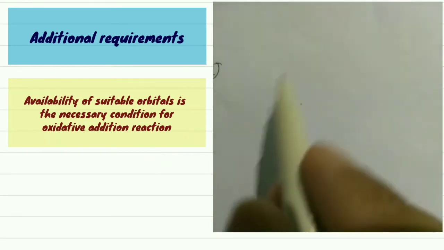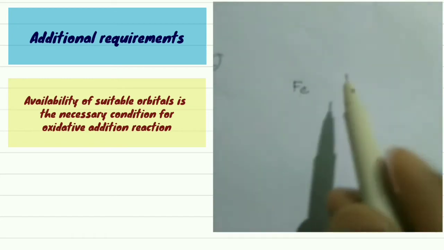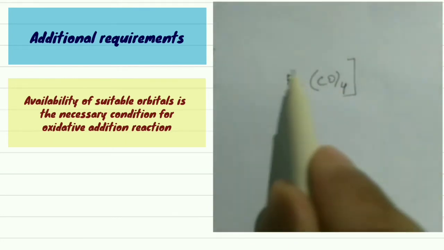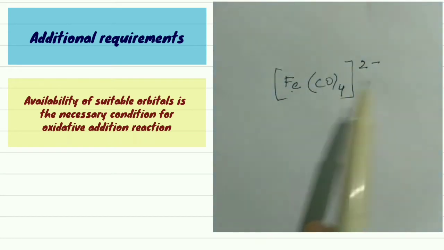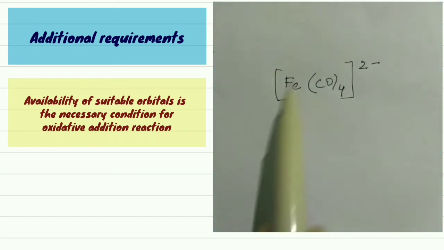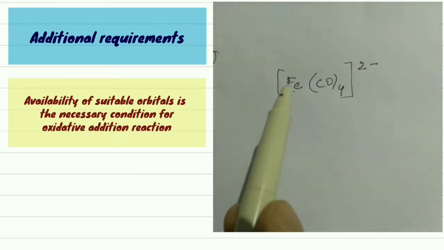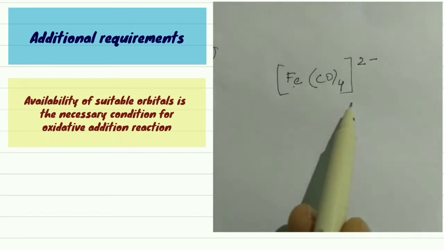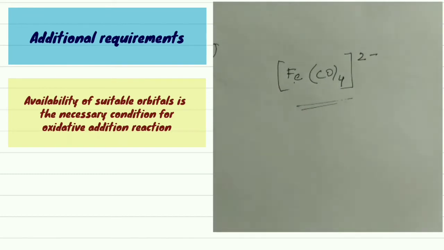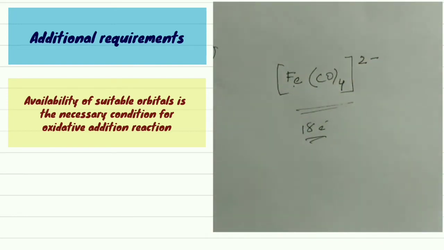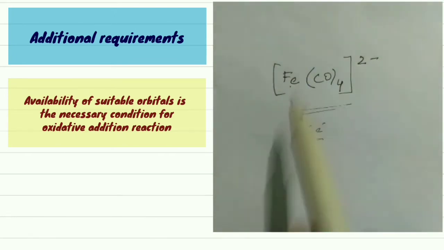Let us use an example of an iron organometallic complex. Let's suppose Fe(CO)4 with a 2 negative charge, so the oxidation state of this iron will be 2 negative. Understand? If you calculate the number of electrons for this complex, you will find 18 electrons. That means this complex has 18 electrons on the outermost orbitals, so this complex is already a stable complex.